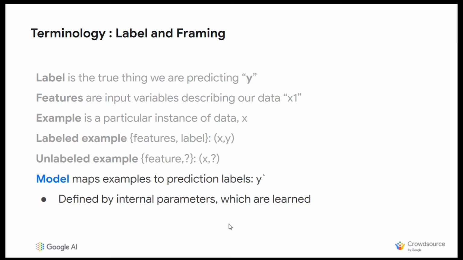All right. Okay, a model. What is a model? Like I mentioned, always think of this model as a black box that does the task that you want it to do. So what does a model do? It maps the examples to the prediction labels.